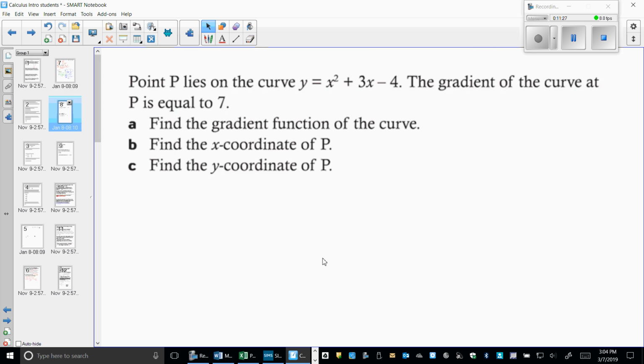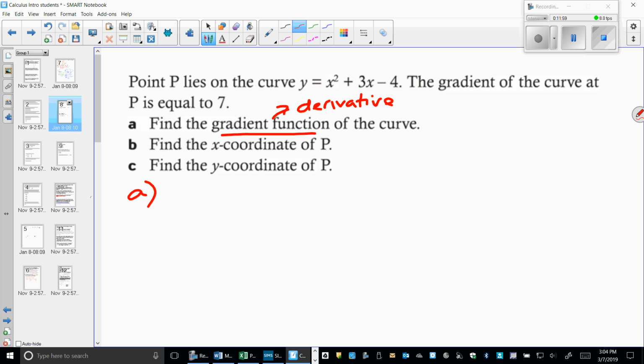Okay, here's another one. P lies on the curve, and the gradient of the curve is equal to 7. So they've told us what the gradient is equal to, but the first part says find the gradient function. That's another fancy way of saying differentiate it. The gradient function is another way of saying derivative. So part A, if we differentiated this, Emily, what would we have?